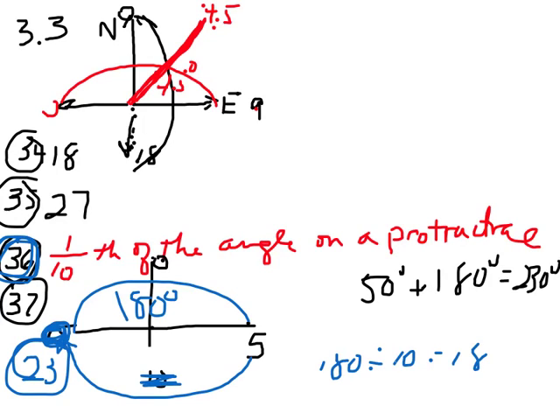That's what they're getting at if you look at the answer key. They're still saying, okay, I'm going to number this 5. It's 180 degrees over there. And if you use problem 36, a tenth of 180 degrees is 18. So 5 plus 18 would be 23.